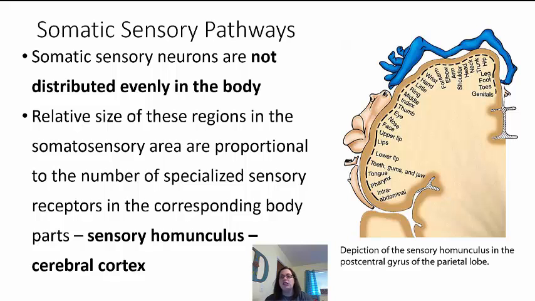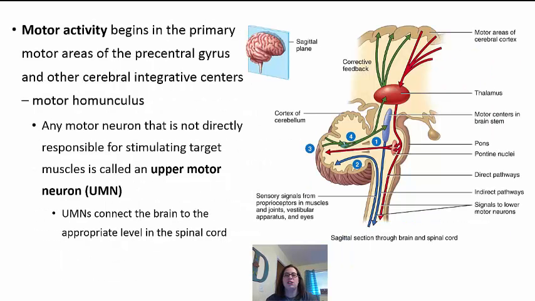All right, and so I wanted to again show you the sensory homunculus that's found on your cerebral cortex, on the parietal lobe of your brain. All right, so now we want to switch gears and go to the motor side. The first part of this was talking about the sensory. Now we want to look at the motor.